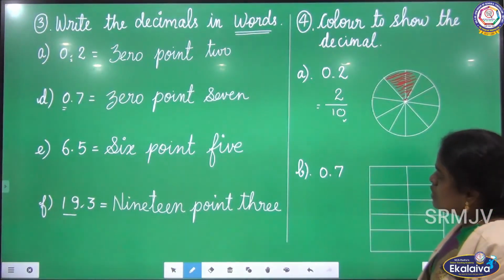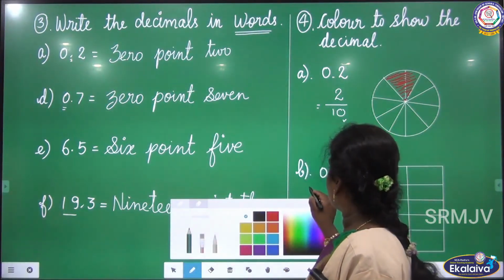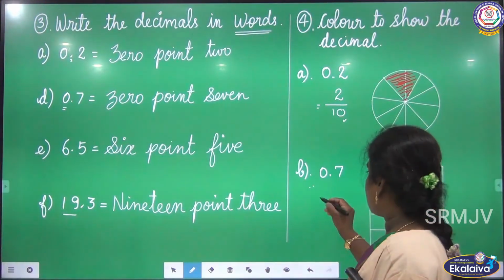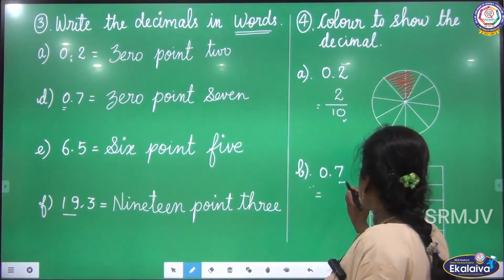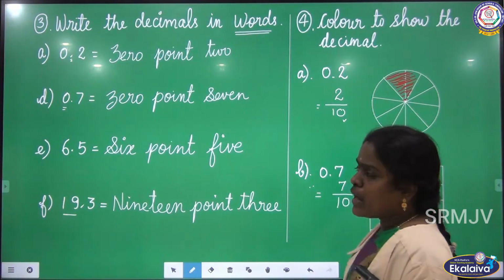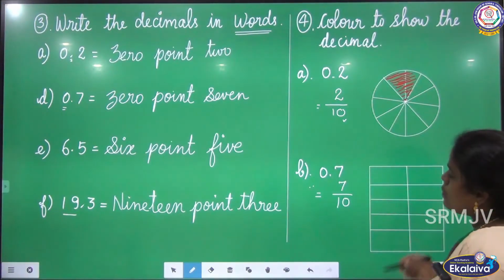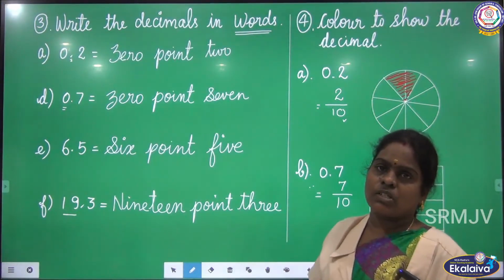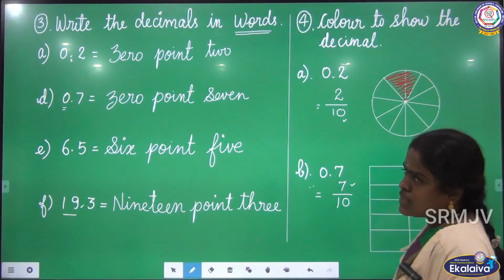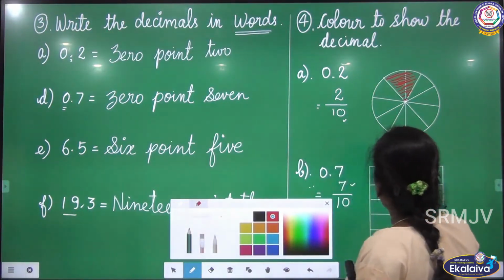Look at the next decimal. It is 0.7. First let us write the fraction. 7 is the numerator and 10 is the denominator. Can you guess for how many parts we have to color in this picture? Yes, 7, because the numerator is 7. We are going to color for 7 parts.